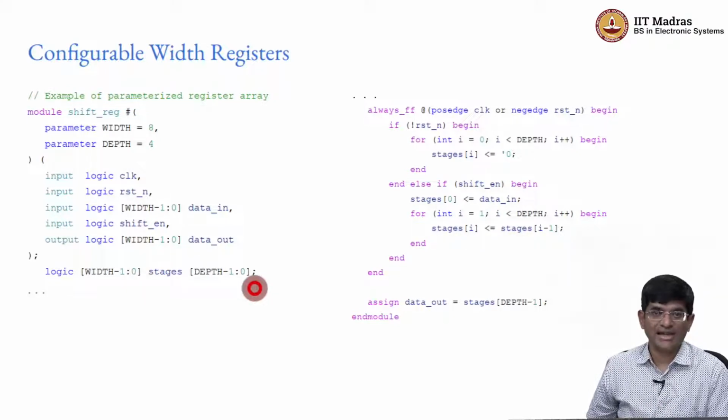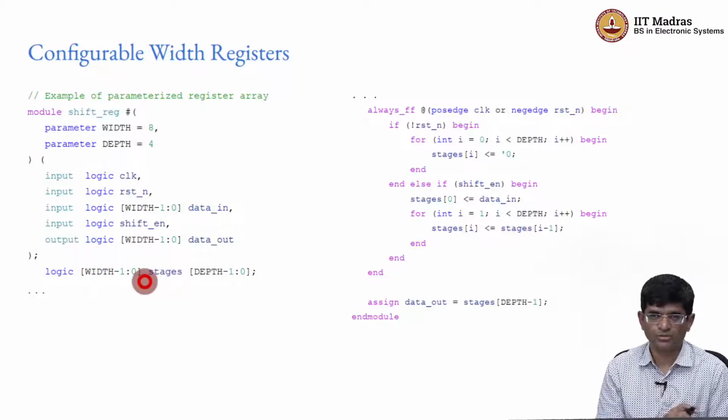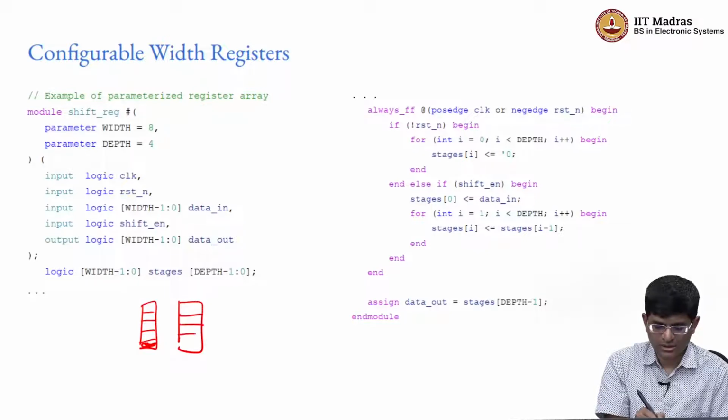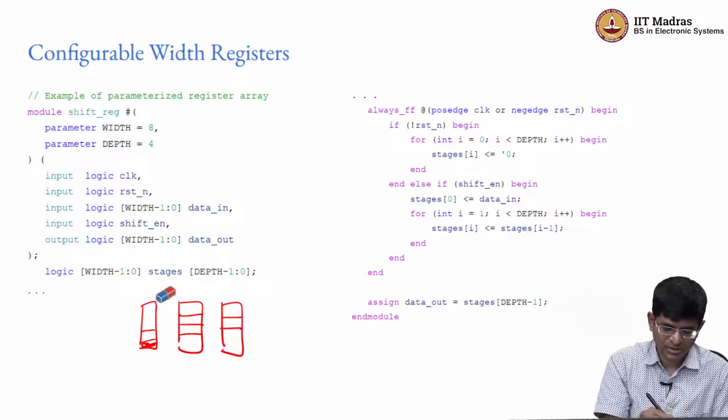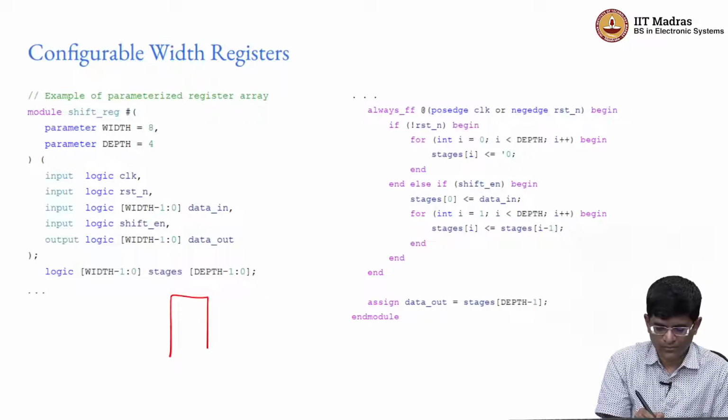Effectively this is like an array of elements. What it is saying over here is one element is an 8-bit value, and I want to have stages which is a set of, let us say, 4 registers, basically a set of 4 registers, each of which is an 8-bit value.